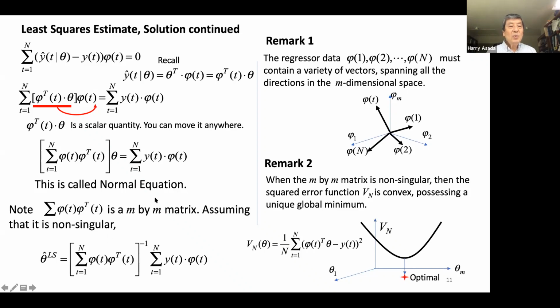So when you do data collection, you must make sure that you are poking all the directions. A rich combination of data must be taken. We assume that in here.